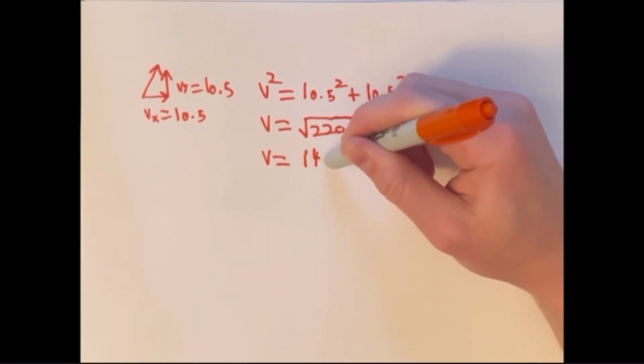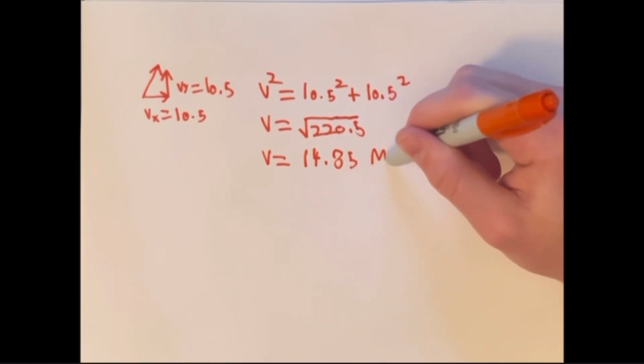And once I've found this x component, I can use the Pythagorean theorem to find the initial velocity of the throw.